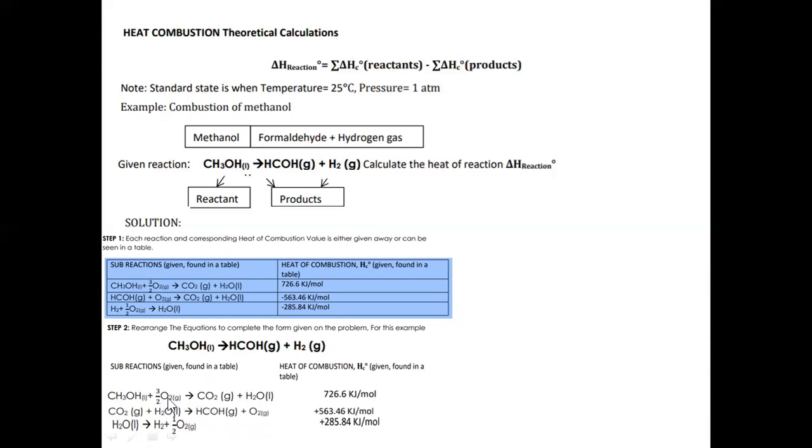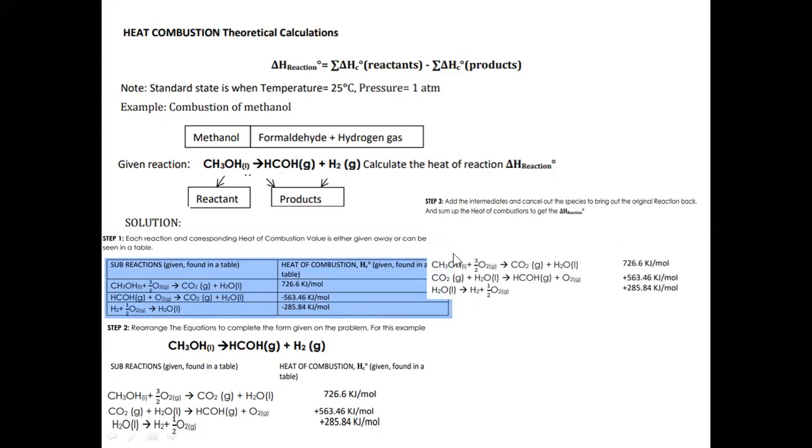So we are reversing the second and third reactions so that, on the third step, oxygen from the reactant of the first reaction will cancel out with the sum of oxygen on the product side of the second and third reactions. So if we reverse reactions, the value of heat of combustion for that reaction also reverses its sign. Now let's proceed with the third step. We're going to add now the intermediates of the table from step 2.